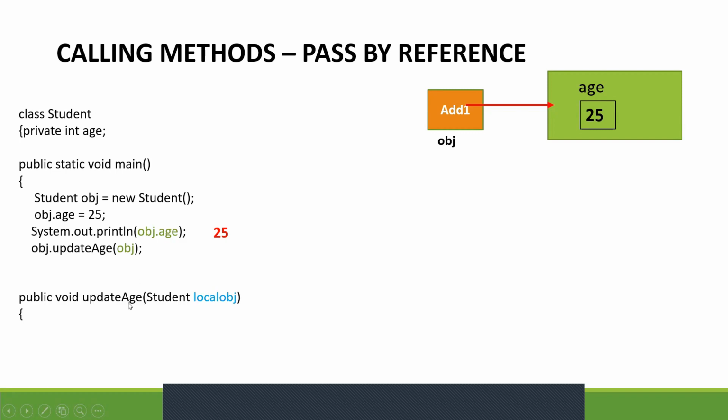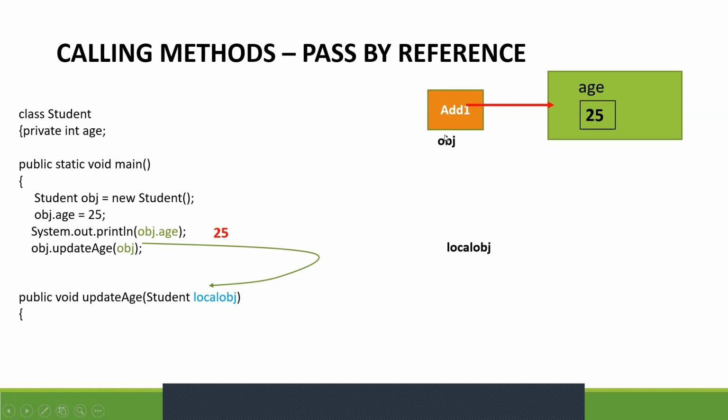Okay, so we say public void updateAge. Now this method accepts a parameter. The formal parameter here is of type Student and it is localObj. This is the formal parameter, remember, this is the actual parameter. Okay, so now what will happen again? Same thing, localObj will be created in memory. The value present in obj will be copied over to localObj.